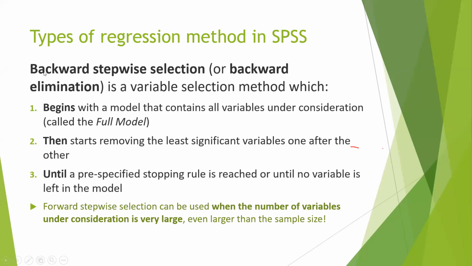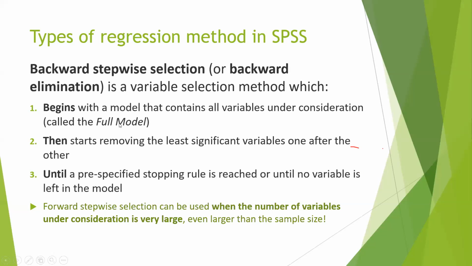Then another method is backward stepwise selection. So these are the three methods: one is stepwise, another is forward, and another is backward. Backward means it includes all the variables the first time. It starts by including all variables in one model, and then tries reducing one by one. So it is called a full model.